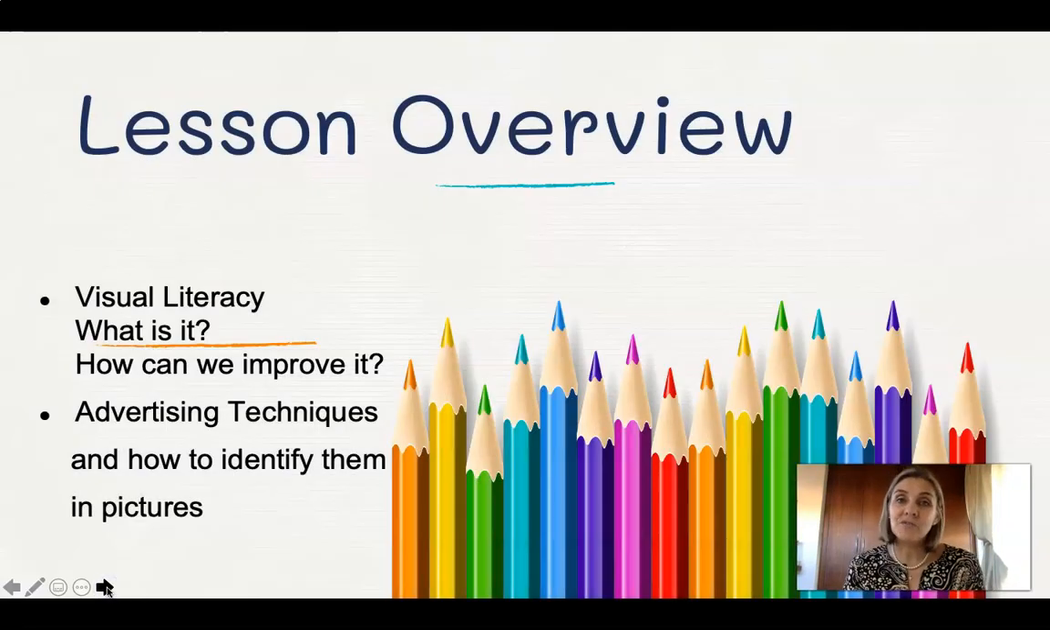Our lesson overview for today, we're going to look at visual literacy. What is it? And how we can improve our visual literacy. And then we're going to look at advertising techniques and how to identify them in pictures. So two little aspects of visual literacy. There's obviously a lot more, but we're just going to focus on those two today.